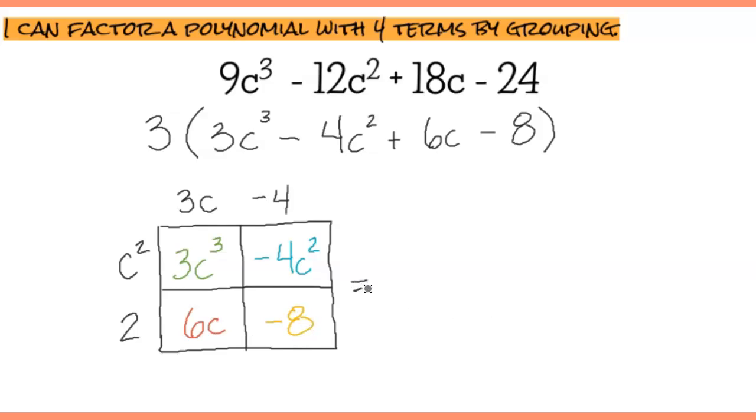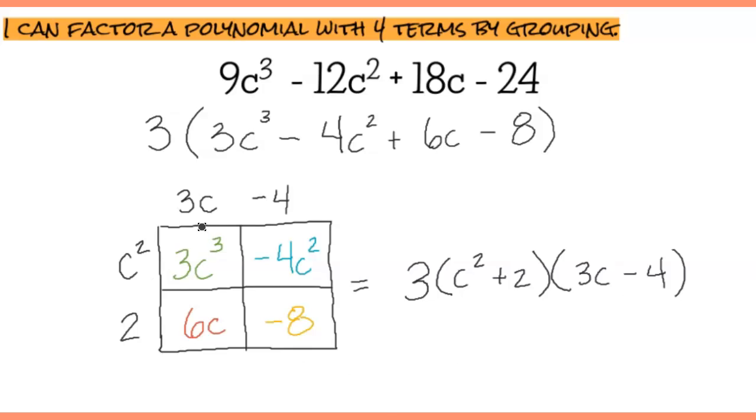So then I'm just going to write my factors. c squared plus 2, 3c minus 4. And then remember that GCF that we found at the very beginning? He needs to come and sit right in the front. So our final answer would be 3 times c squared plus 2 times 3c minus 4.